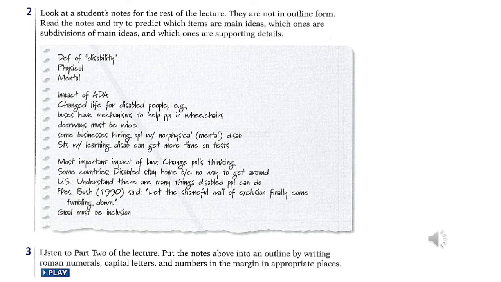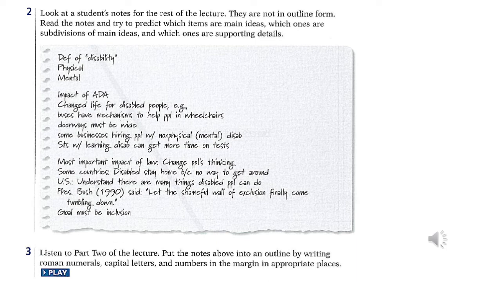Note-taking. Using an outline. Step 3. Now let's turn to the second law, the Americans with Disabilities Act, which is often called the ADA for short. This law was passed in 1990, and it protects people with disabilities against discrimination in different places, for example, at work, in housing, and in education.